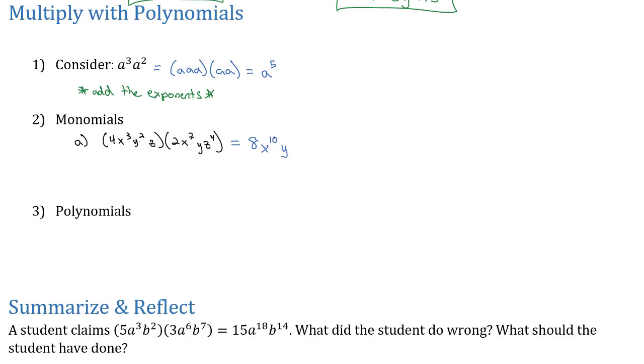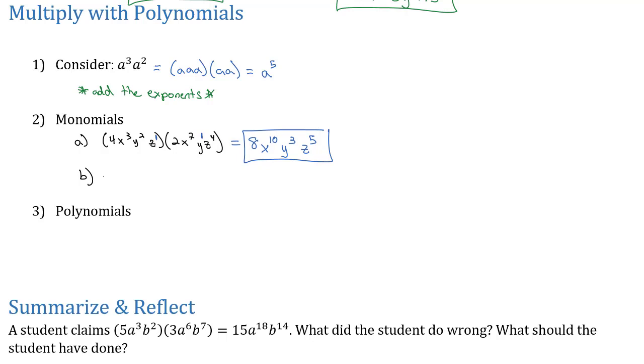For the y's, we've got y squared and y to the 1st. If no number is written, we assume it's a 1, which means there's a total of 2 plus 1, or y cubed. Same for the z's. We have z to the 1st and z to the 4th. 1 plus 4 gives us z to the 5th, and that's what we get multiplying those monomials together.